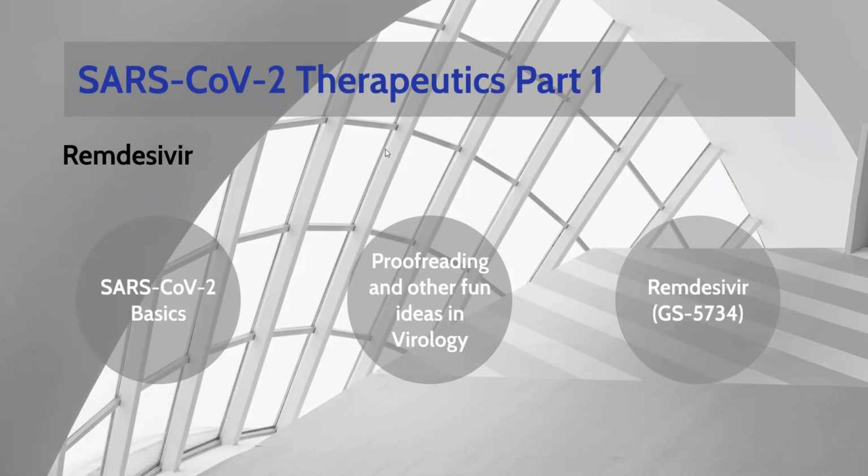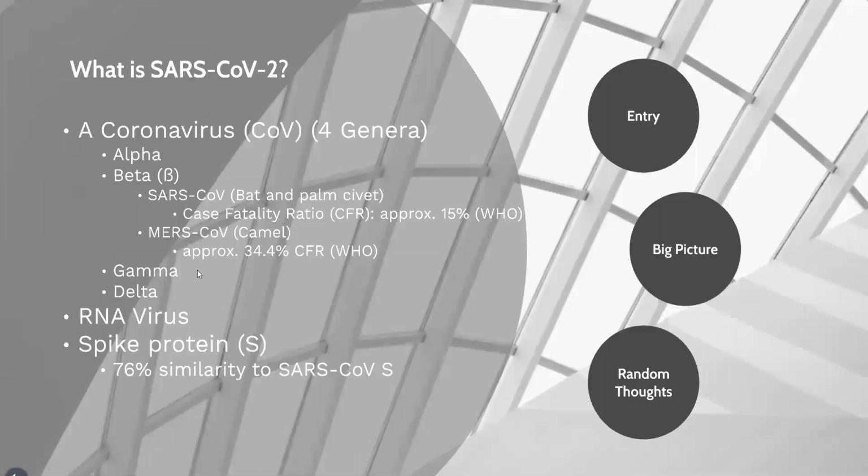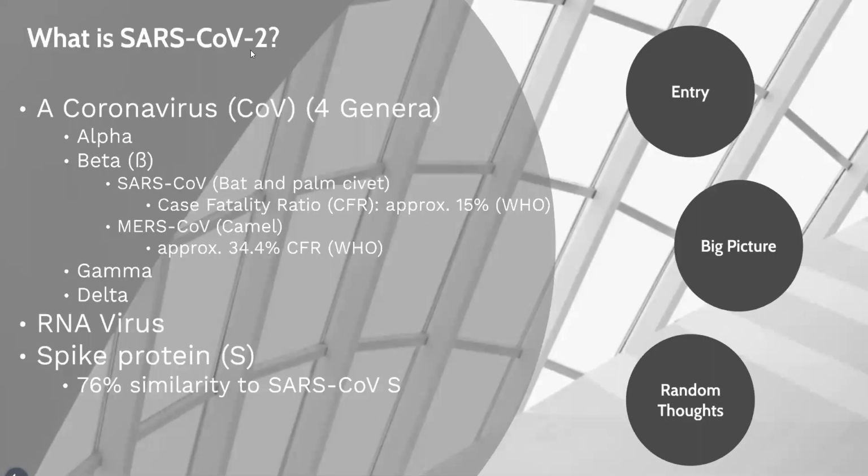I want to start by talking about the basics of how SARS coronavirus 2 works. And first of all, SARS-CoV-2 is a coronavirus. There are four genera, which is the plural for a genus, of coronaviruses. There are alpha, beta, gamma, and delta. The ones that we've seen recently are all from the beta genus.